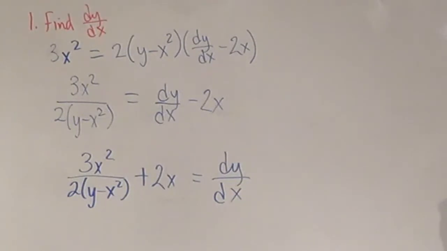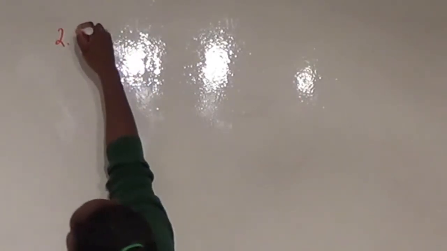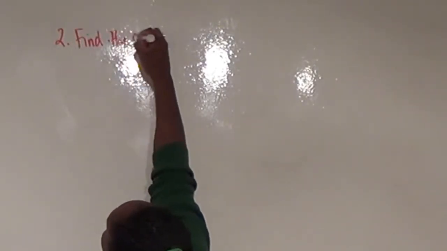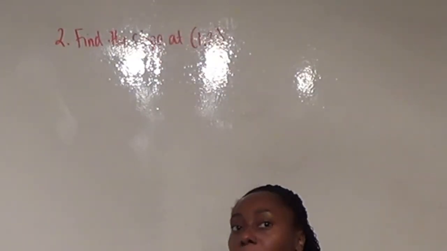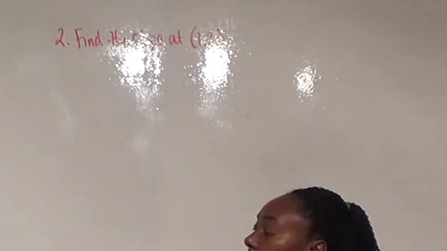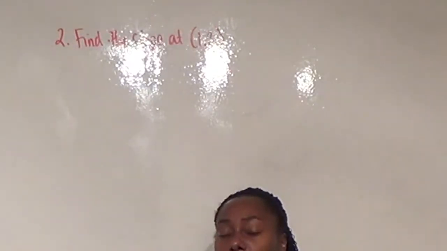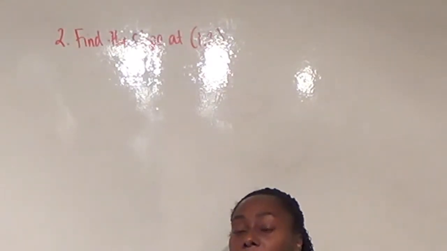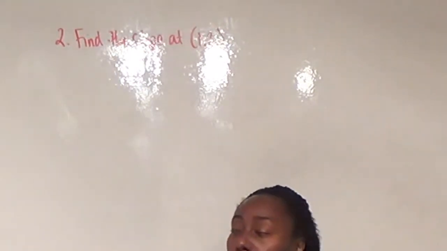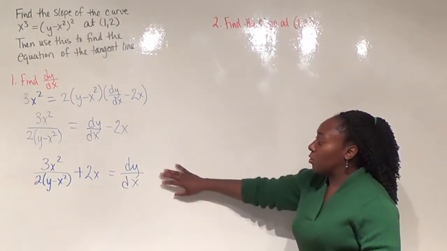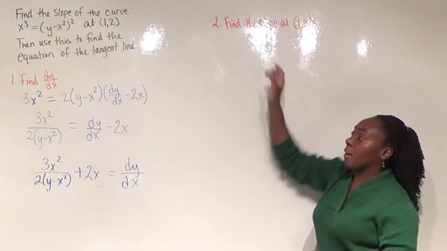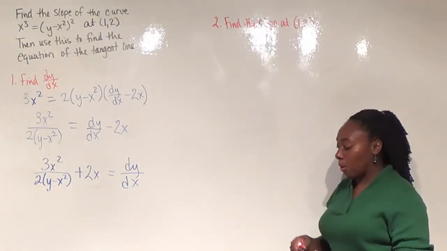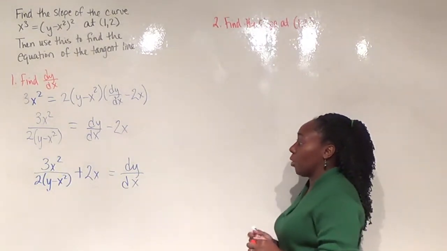Okay. So now that I've found dy/dx, I need to find the slope at the point (1, 2). Okay. Now notice here, unlike the previous tangent lines and slopes that we did, those we only needed the x value in order to find the slope. In this case, because it's an implicit equation, I have to have both y and x. So if you're only given the x value, you're going to need to go back and actually find that y value before you can find the slope.